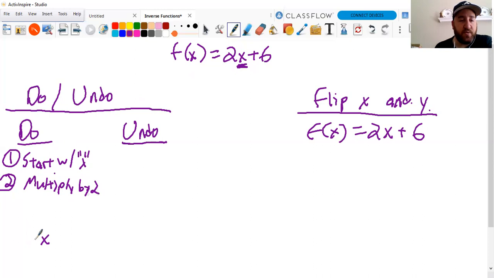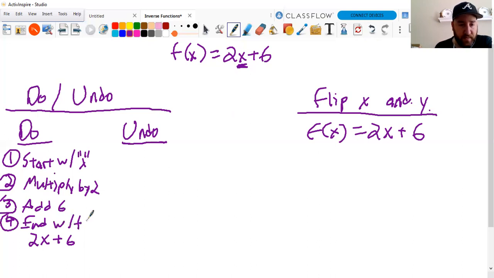So I put multiply by 2. And then third step is add 6. So I'll stick the plus 6. And then end with, sorry guys, it's being so touchy. End with, I'm not even putting the parentheses or the quotation marks at that point. End with f of x. So f of x equals 2x plus 6.